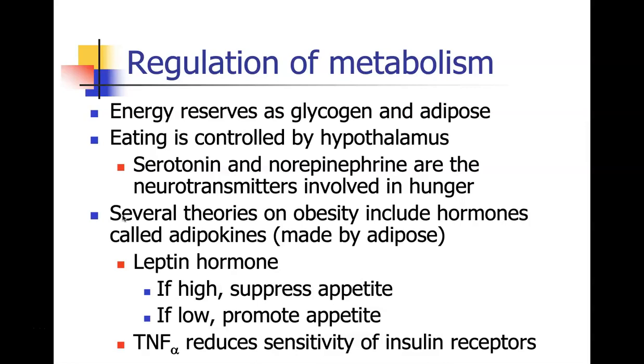And so there's been a lot of research on these hormones called adipokines, which are hormones made by adipose tissue. One of which has gotten a lot of press is called leptin, because if it's high, it suppresses appetite, and if it's low, it promotes appetite. So people are saying, oh, if we can inject leptin, then people will have their appetite suppressed and will not gain weight. It's not so simple, turns out, but that's been a major hormone of interest. Another one is called TNF alpha, and this reduces sensitivity of insulin receptors. So we think this might have a role in diabetes that we'll get to in a little bit.